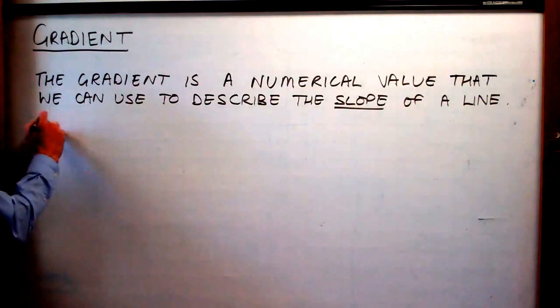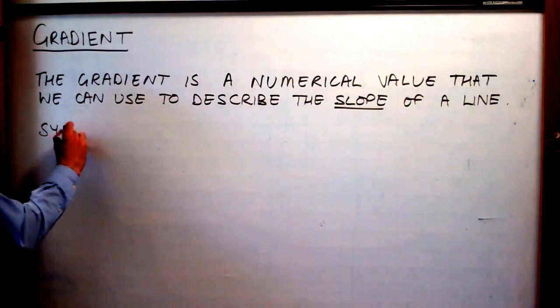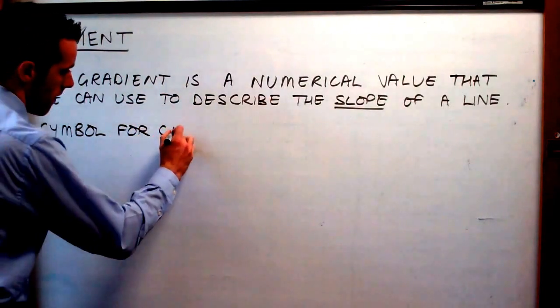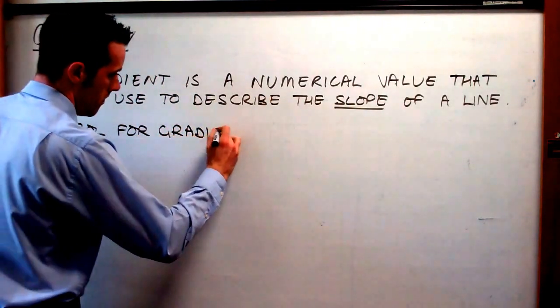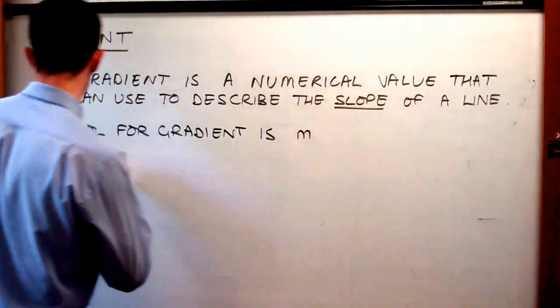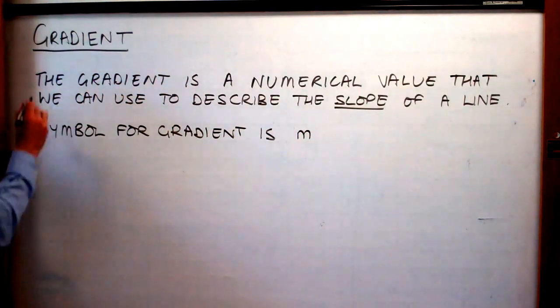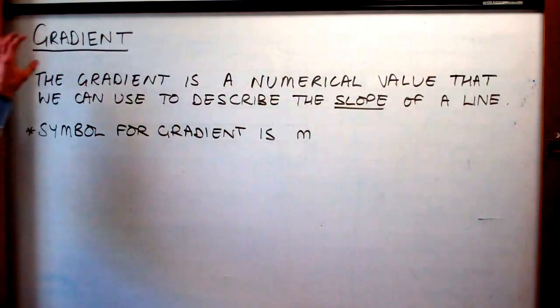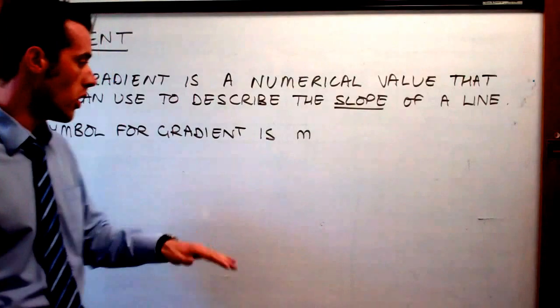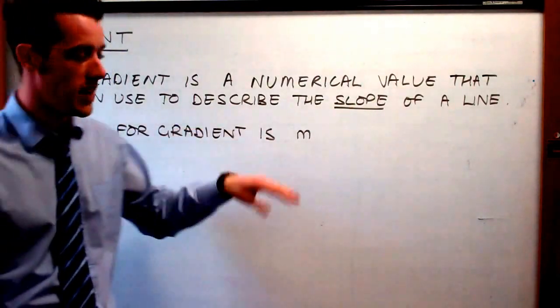It's got a symbol. So the symbol for gradient is M. Alright, so we need to remember that as well. So just as a little refresh, if we can make sure that we've copied this in to our notes jotter, okay, and remember to copy down that the symbol for gradient is M.